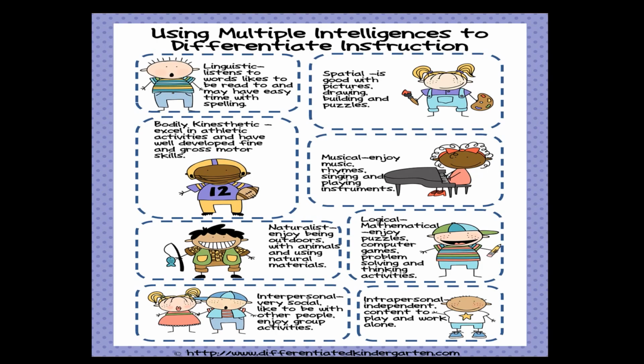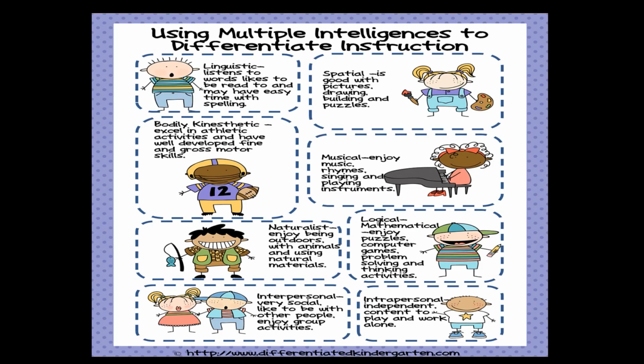Musical individuals enjoy music, rhymes, singing, and playing instruments. A naturalist may enjoy going outdoors, interacting with animals, and using natural materials. Logical, mathematical individuals enjoy puzzles, computer games, problem solving, and thinking activities. Interpersonal individuals are very social. They like to be with other people. They enjoy group activities. And intrapersonal individuals are independent and they're content to play and work alone.